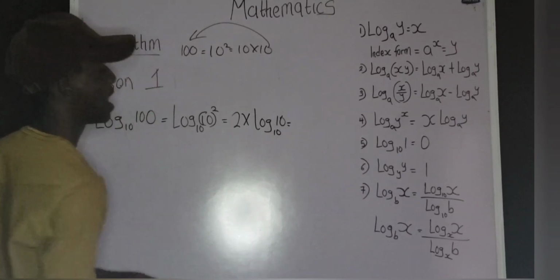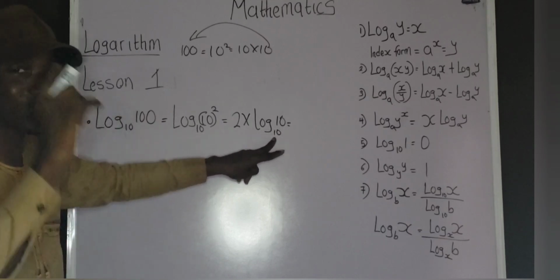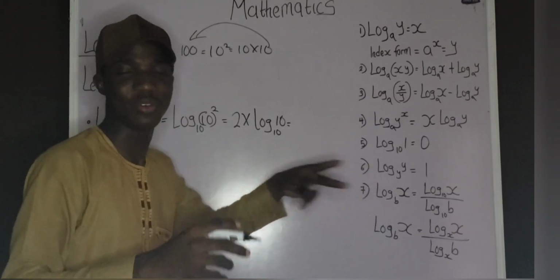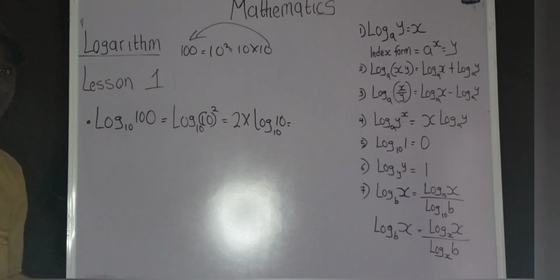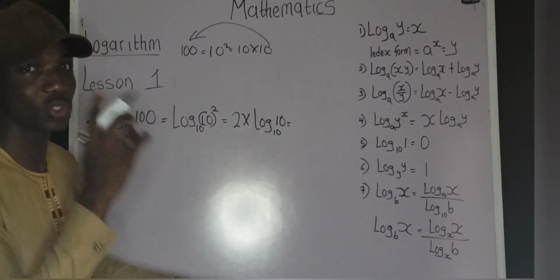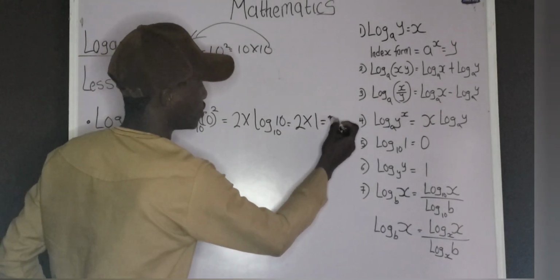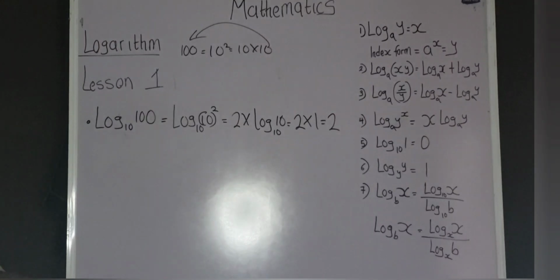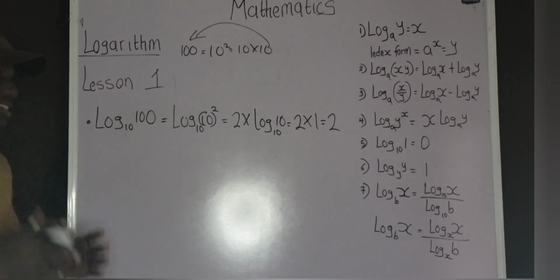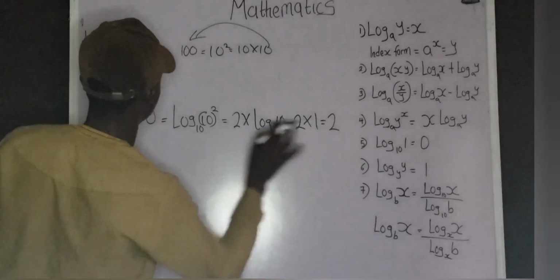And according to another rule, the logarithm of a number to the same base is what? 1. According to the 6th rule. Have you seen how these rules are interwoven? So the logarithm of 10 to base 10 is 1. So for this, we are going to have 2 multiplied by 1, which is 2. Please, I want you to master all these basic concepts so that by the time we proceed to a complex one, you are going to understand. So 2 is the final answer to this question.